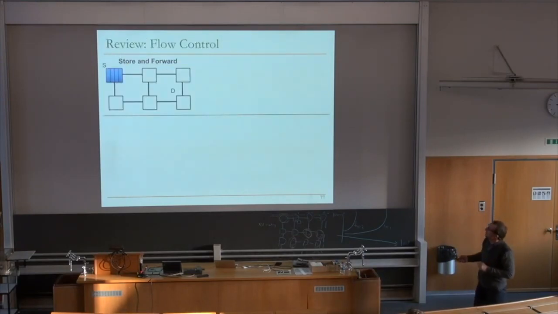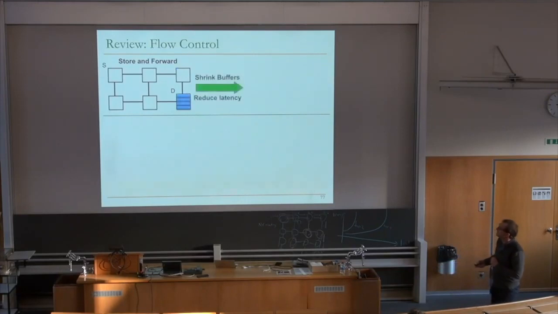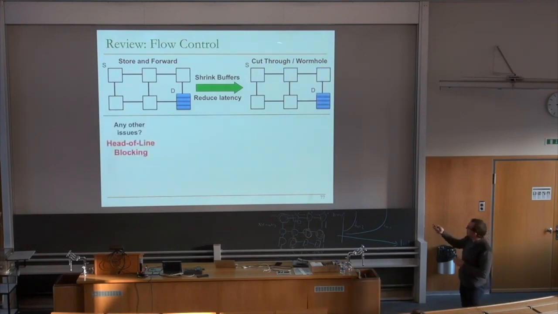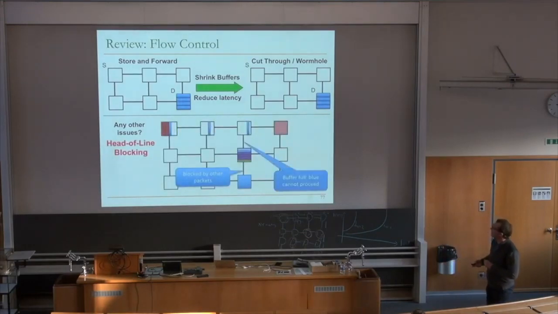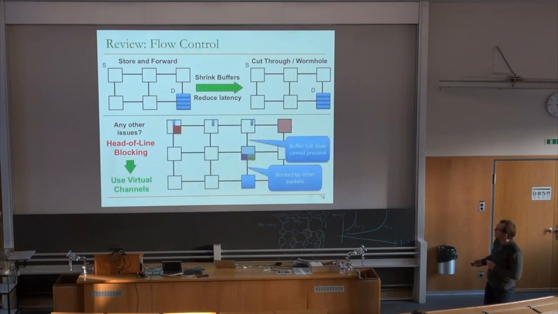Okay, so let's review flow control very quickly. Store and forward was like this. You needed to allocate things at the packet granularity, and you need to do the routing at the packet granularity also, which was slow and had high buffer overhead. You shrink buffers, reduce latency, you get to cut through and wormhole. I'm going to handle them similarly. And then there are other issues over here, which is head of line blocking. And we solve the head of line blocking by using virtual channels. And I've already animated this. This is head of line blocking. And if you actually use virtual channels, you can get rid of that head of line blocking.